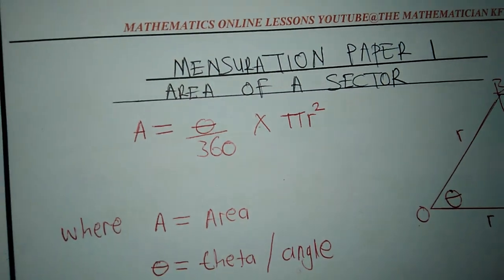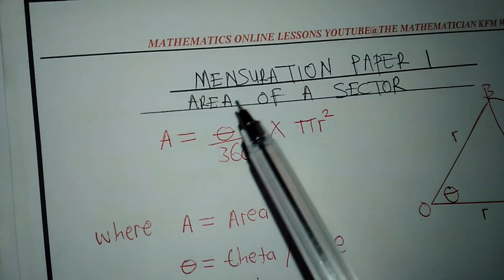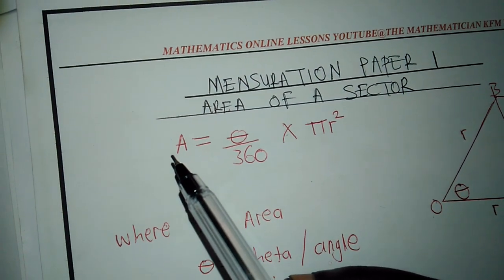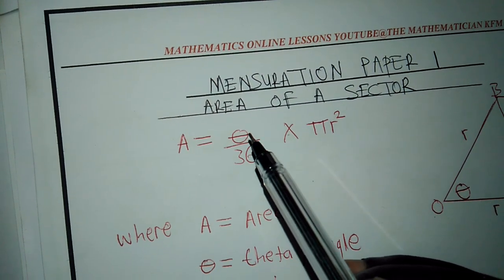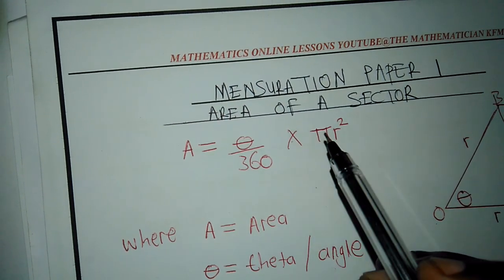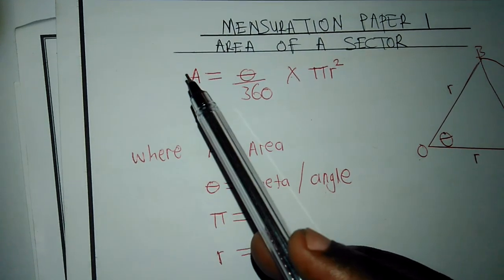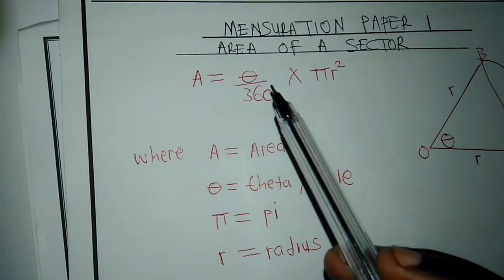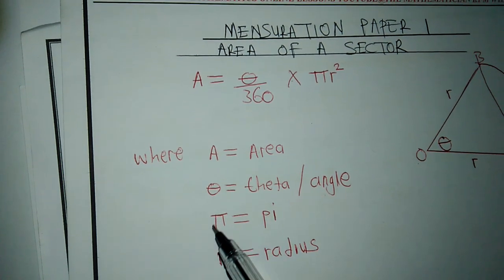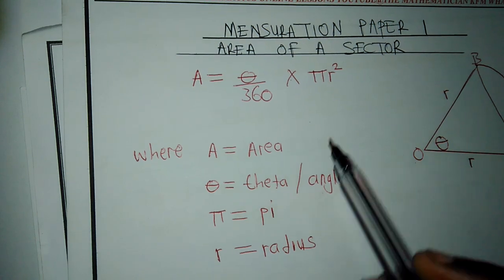In this video we'll look at mensuration paper 1, that is the area of a sector. The most important thing in this lesson is to know the formula for the area of a sector. So this is the formula: area is equal to theta, or angle, over 360 times pi r squared. A represents area, this symbol is theta, this symbol is pi, and r is the radius.